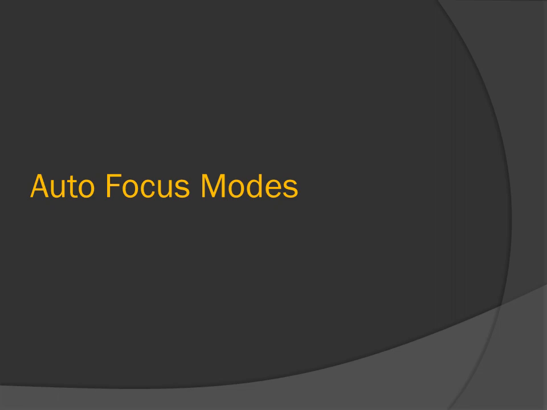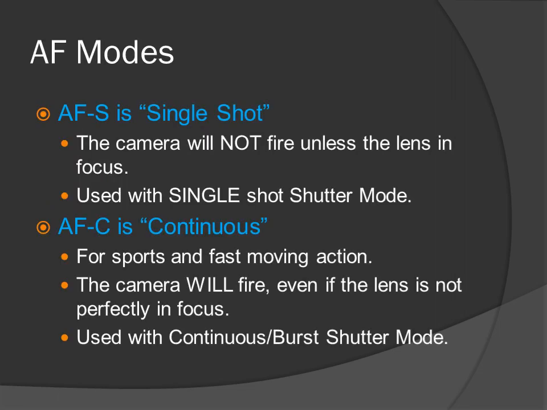Autofocus modes. AFS is single shot, S for single. The camera will not fire unless the lens is in focus, used with single shot shutter mode. AFC is continuous, C for continuous. For sports and fast-moving action, the camera will fire even if the lens is not perfectly in focus, like when a subject is running towards you. Used with continuous burst shutter mode.